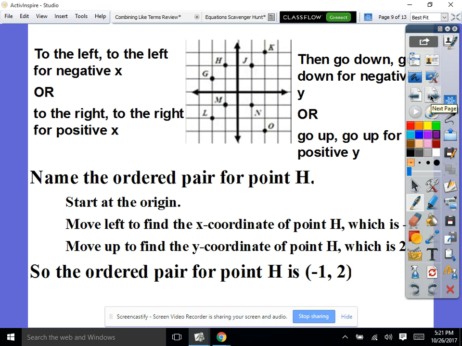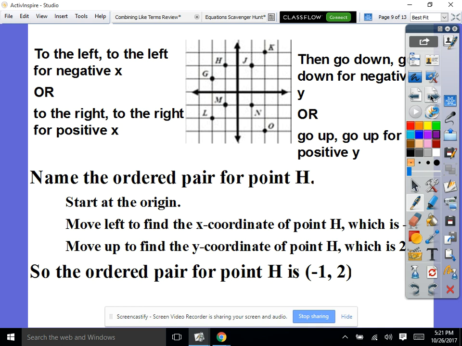All right, so we're going to sing a little bit. Get ready. This is how we graph ordered pairs, or how we even locate by counting. We always move to the left for negative X, or to the right for positive X. I'm not going to sing on here. I'll make you all sing tomorrow. And then you go down for negative Y, or go up for positive Y.